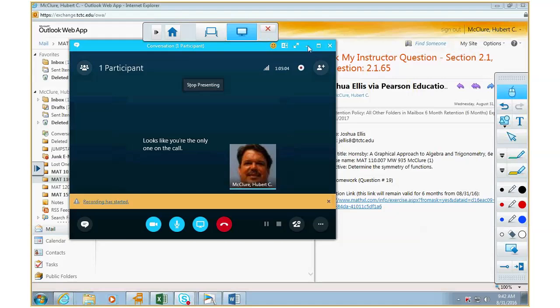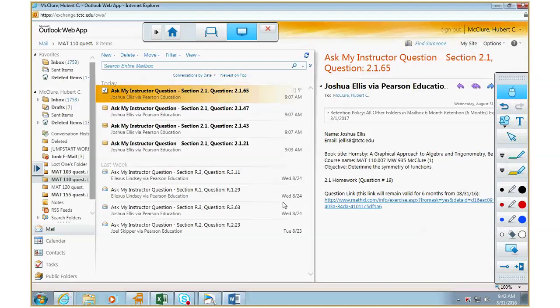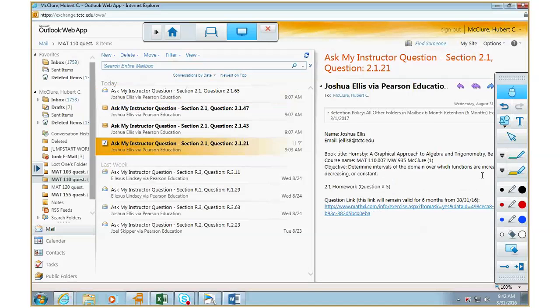Okay, so the first thing we got is 2.121. Now, when I pull up a homework question, you'll know that 2.121, that's in the book. So if you go to the 2.1 homework in the book and go to number 21, this is going to be a similar problem to number 21. But if you print out your homework online, or if you go back to your homework online, it looks like number 5 online. So it's 21 in the book and number 5 online.